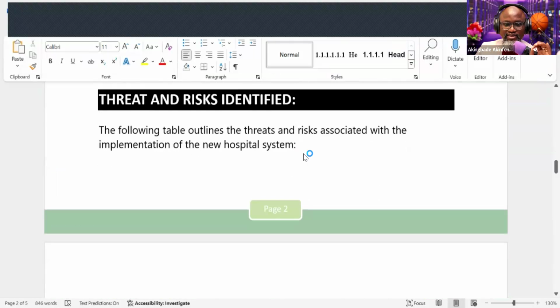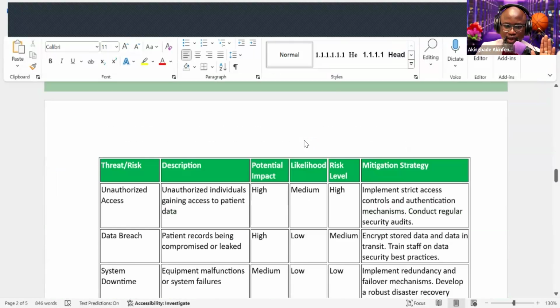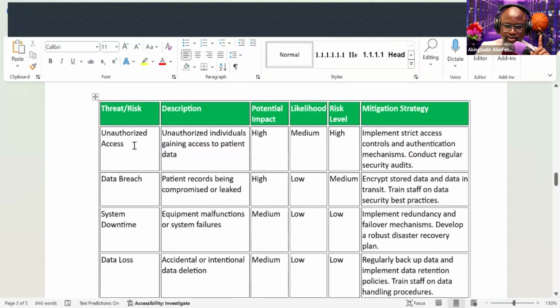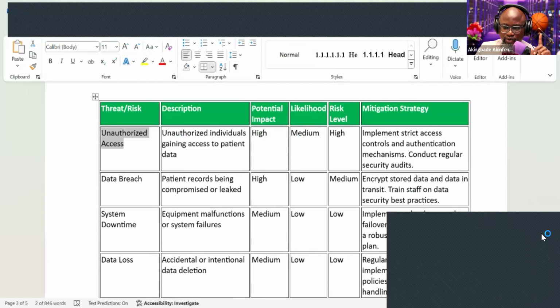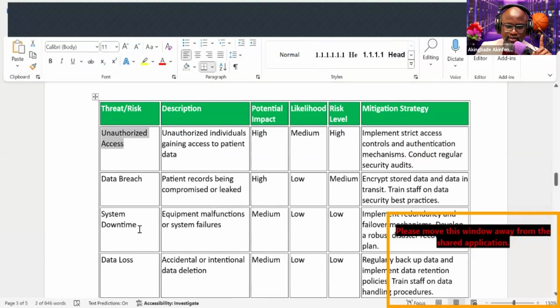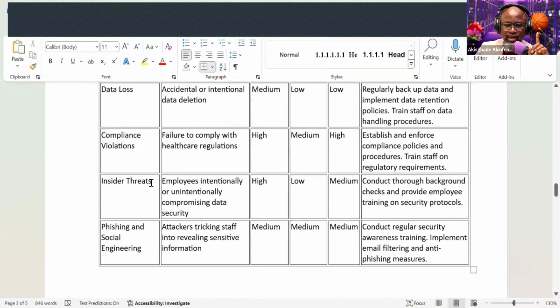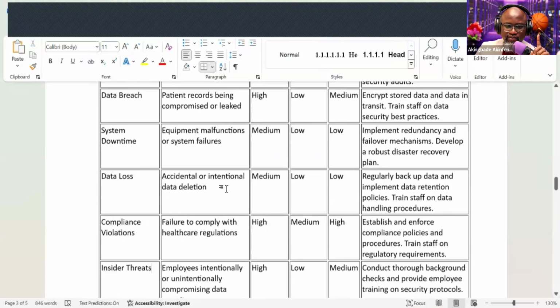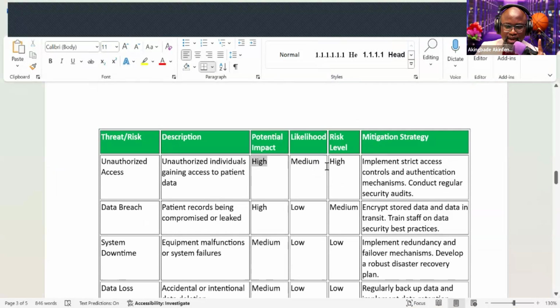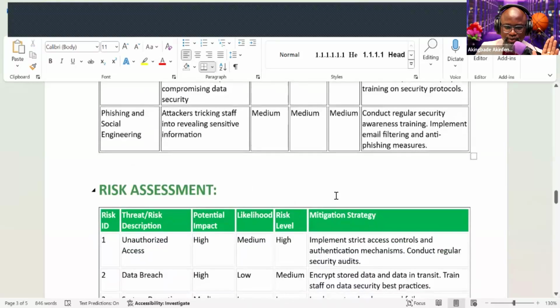They've identified certain threats and risks: unauthorized access, which is a big one for them, data breach risk, system downtime risk, data loss risk, compliance violation, and insider threat. And we've identified the impact, the likelihood, and the overall risk level here. That's already identified for us, so we are good here.